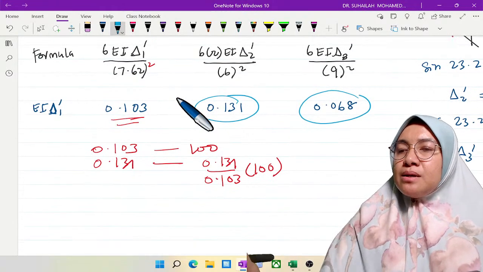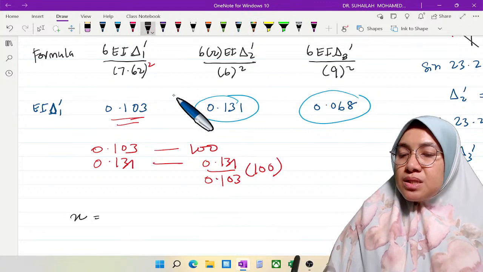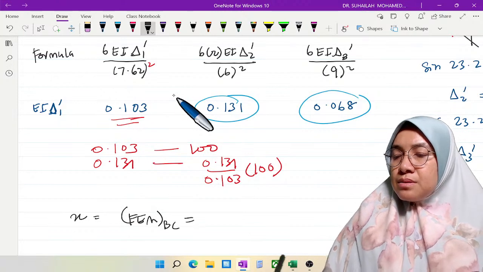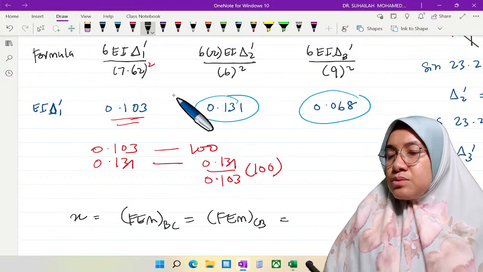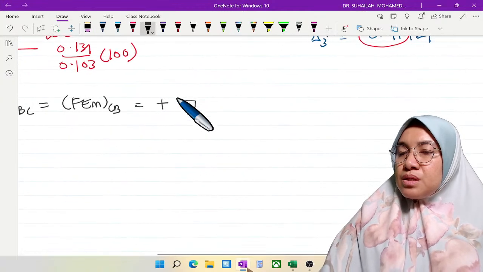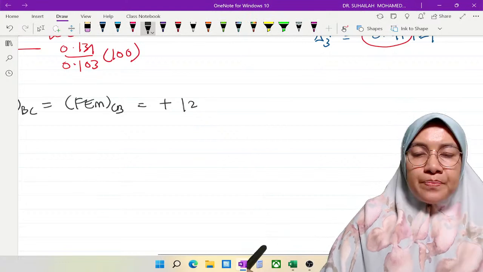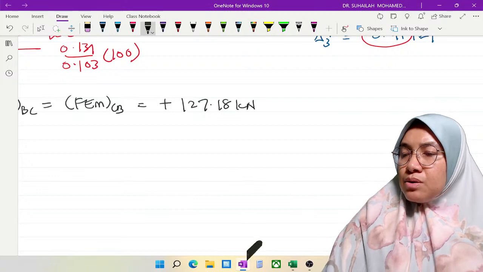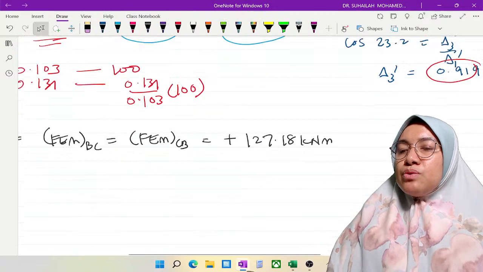So write it down below. Okay, so we get X, which is actually FEM BC, FEM CB equal to positive 127.18 kilonewton meter. Okay, like that. Okay, so we do interpolation.